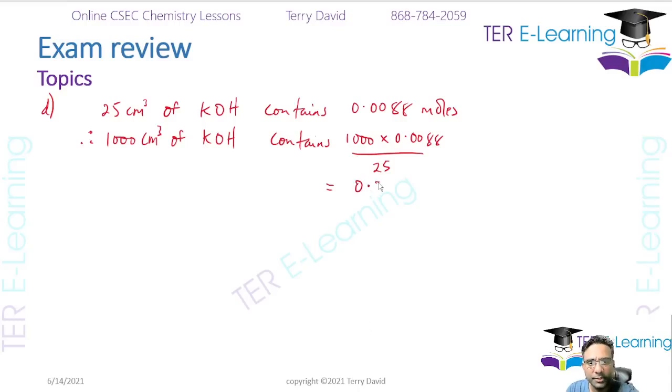So this is 0.352 moles. Right? So therefore, remember the question asks for concentration. So the concentration of the potassium hydroxide. Like I said, when you use square brackets around a formula, that means concentration. So this is going to be 0.352 mole per dm cube. That's my concentration of the potassium hydroxide.